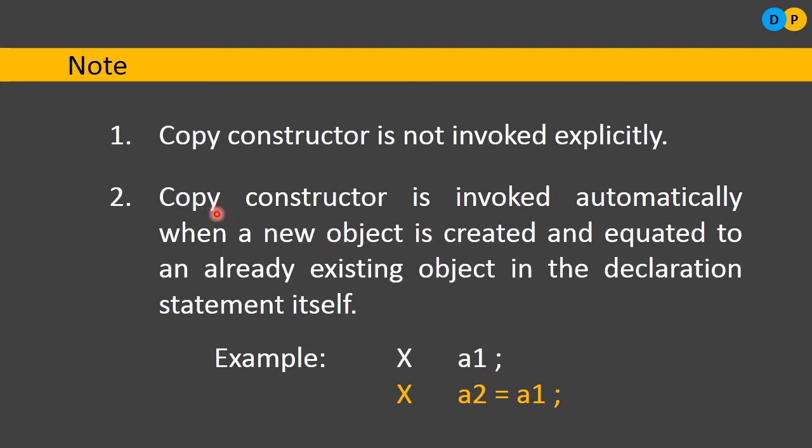So this is what the note says. The copy constructor is invoked automatically. We will not be calling it. It works automatically when a new object is created and equated to an already existing object. Already there was one object, A1, so that object's values we are assigning to a new object, in the declaration statement itself. So in the declaration itself we are calling the copy constructor.